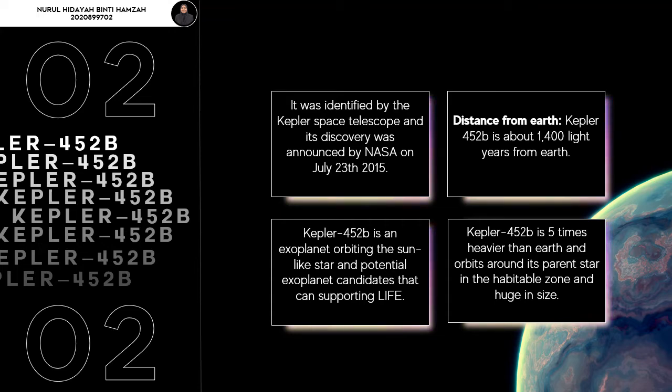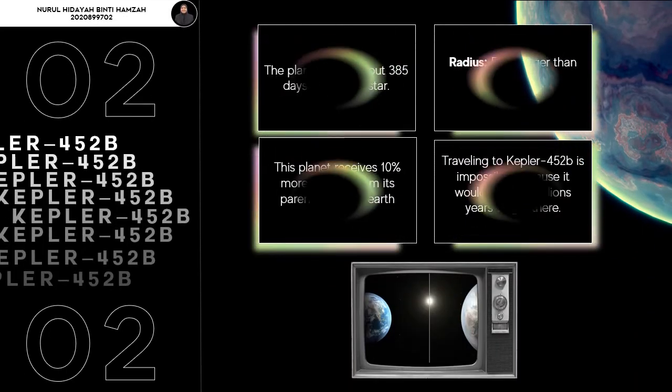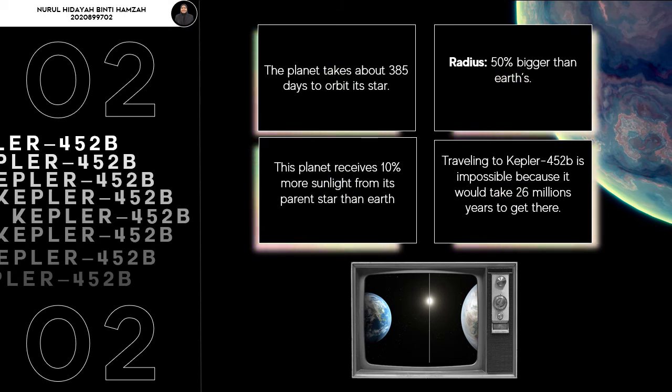It is 5 times heavier than Earth and orbits its parent star in the habitable zone, and it will be very huge in size. The planet takes about 385 days to orbit its star, which is very close to the time taken by Earth to complete one revolution around the Sun. And for radius, this planet has a radius 50% bigger than Earth.